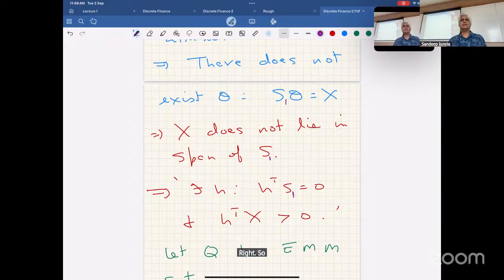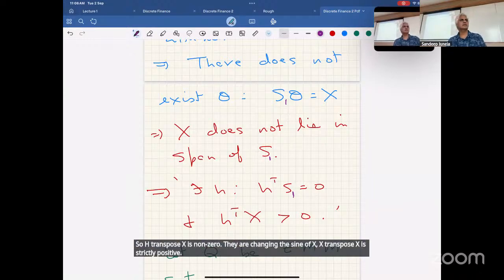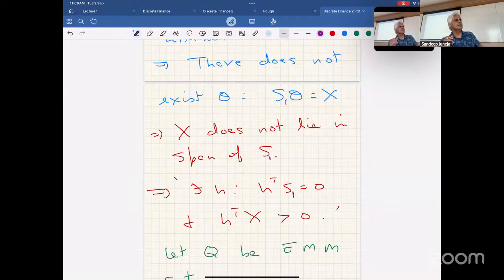So then there's an H which is perpendicular to all these columns of S, right? But it's not perpendicular to X. So H transpose X is non-zero. By changing the sign of X, H transpose X is strictly positive. H transpose X is just a number. It's either positive, zero, or negative. It's not zero. If it's negative, I just take minus X instead of X.